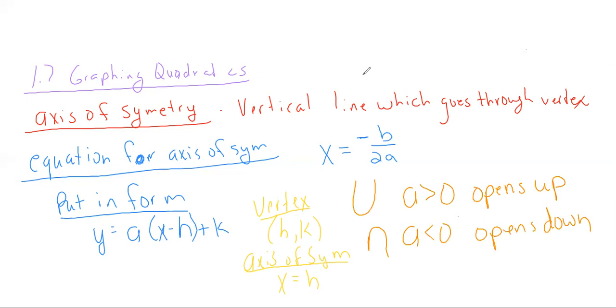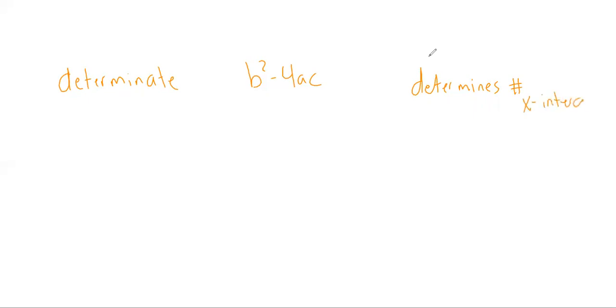One other thing you need to know before we do some examples is what is called the discriminant. It determines some things, and it is part of the quadratic formula. It is the part that says b squared minus 4ac. That is the discriminant, and what it does is it determines the number of x-intercepts, or roots, or zeros.